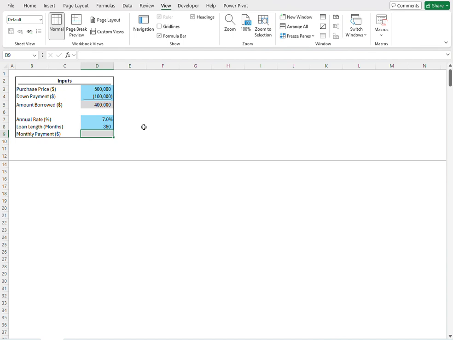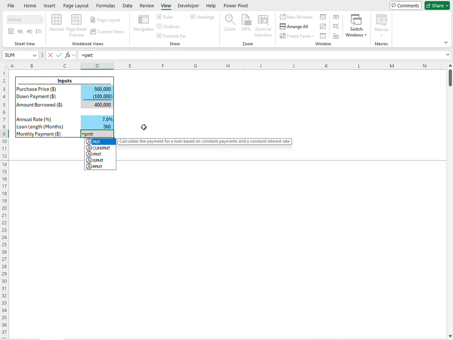All right, next is what is our monthly payment amount? This is a calculation we're going to do. And so we can go ahead and use Excel's payment function. So if you just do equals PMT, it will bring up the PMT formula, which is just a way to calculate the payment amount. There are a couple inputs we need.